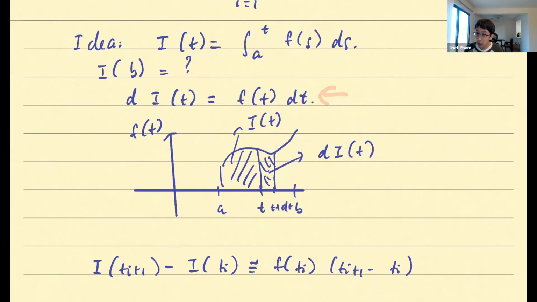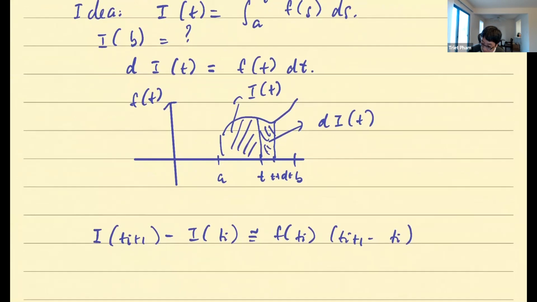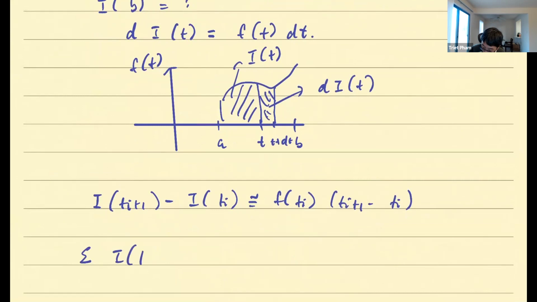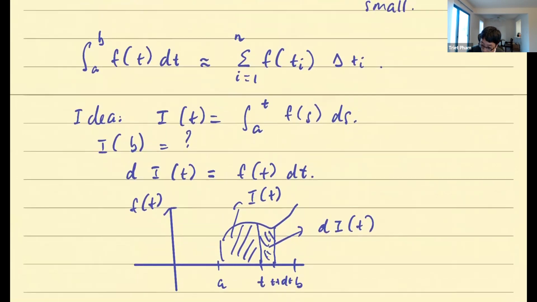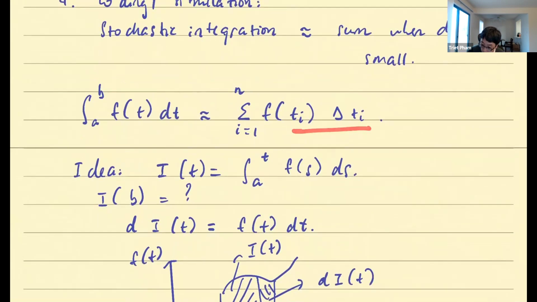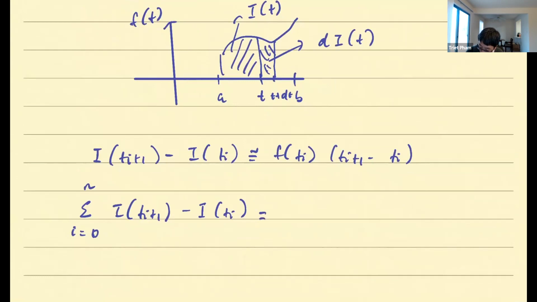That's right here. So you see, when you sum all these guys up, all you're doing is summing I of t_{i+1} minus I of t_i for i runs from 0, whatever, to n. That's this sum right here. But you see that all you do is something like I of t1 minus I of t0 plus I of t2 minus I of t1, and so on and so forth.